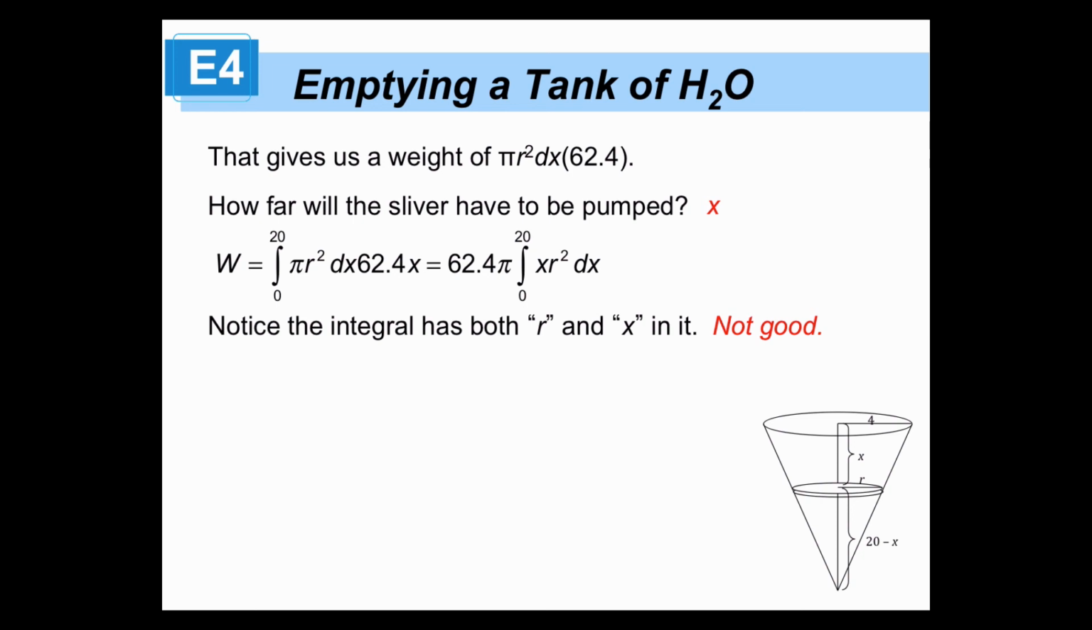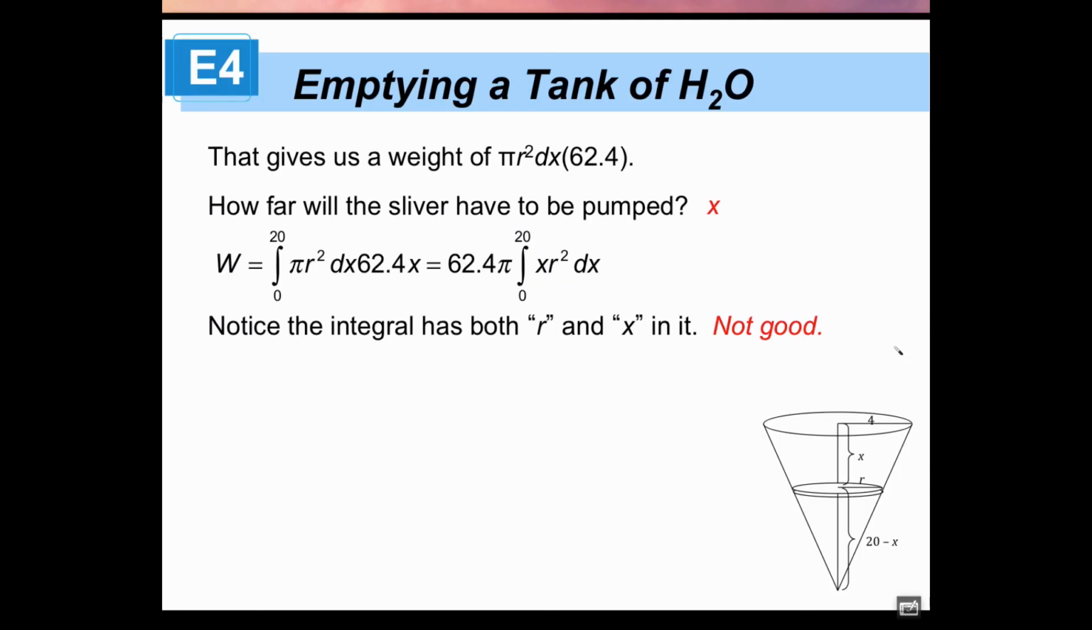Vinny? Would it be 4 over r equals x over 20 minus x? Close. Very close. 4 over r equals 20 over 20 minus x. Okay. Does anybody have any idea where that came from? Other than Vinny's brain? I don't know.